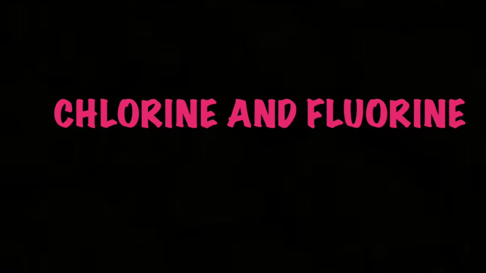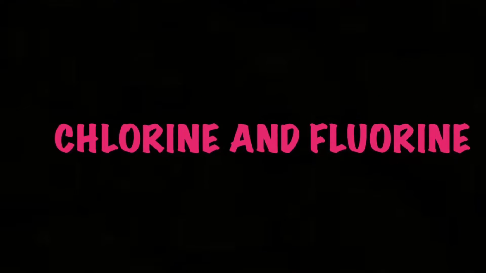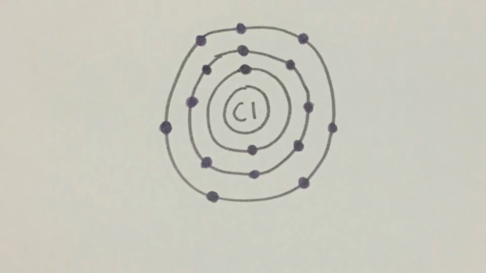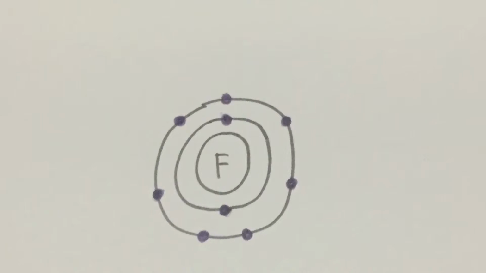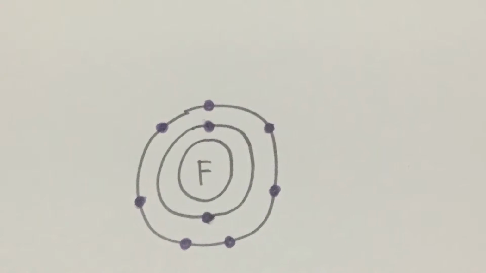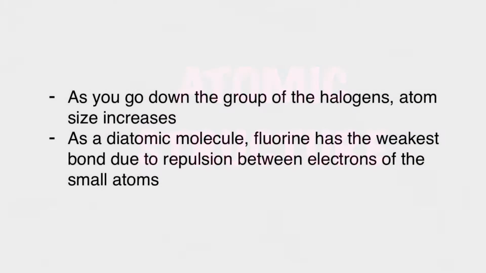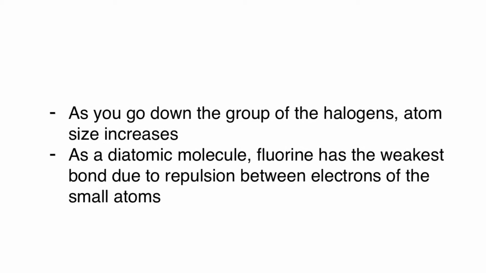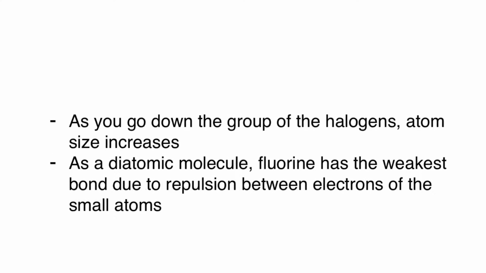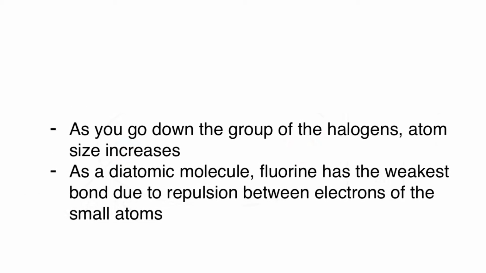For example, chlorine is less reactive than fluorine because the outer electrons in a chlorine atom are further from the nucleus than the outer electrons in a fluorine atom. It is harder for a chlorine atom to gain an electron than it is for a fluorine atom. As you go down the group of the halogens, atom size increases. As a diatomic molecule, fluorine has the weakest bond due to repulsion between electrons of the small atoms.